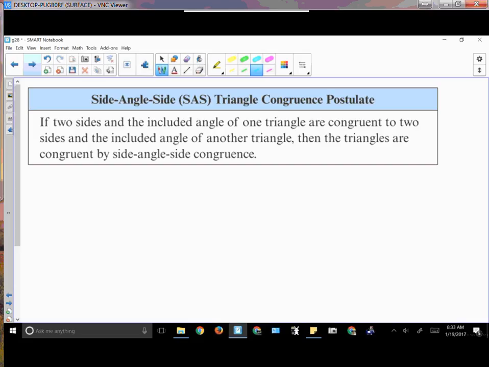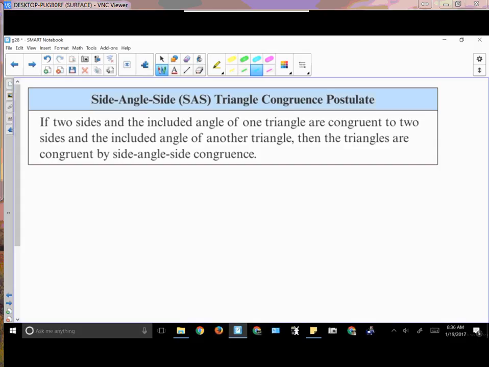So, I'll give you a moment here, and I want you to make sure that you have this one written down into your little book. All right, so again, it's making the statement: if two sides and the included angle, and remember that the included angle is the vertex at which those sides meet, are identified congruent in one triangle to the same items congruent in another triangle, then we say that those triangles are congruent by side, angle, side.